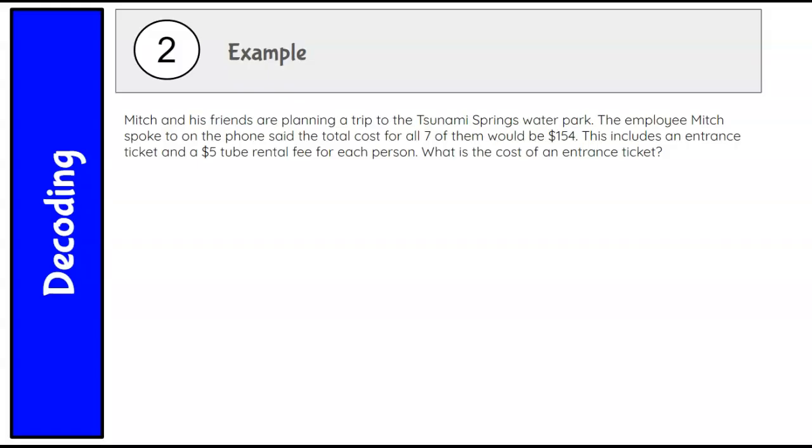Each person is going to pay an entrance ticket and a $5 rental fee. So whatever the entrance ticket is, I'm going to add $5 to it. And then I'm going to multiply that whole thing, the E plus 5, times 7. And the total, it says, is $154. Now, how do you make sure that we're multiplying 7 times the entire E plus 5? If you said put it in parentheses, you are correct.